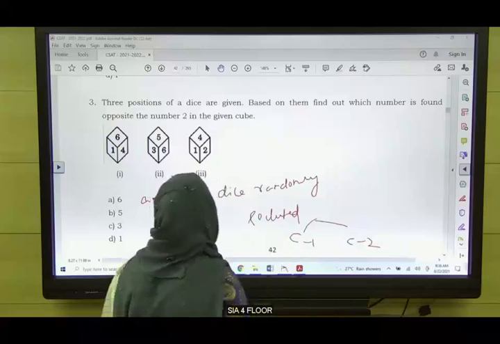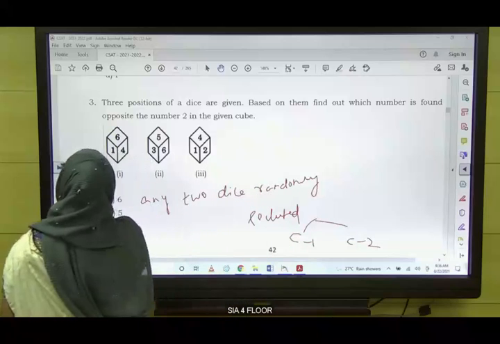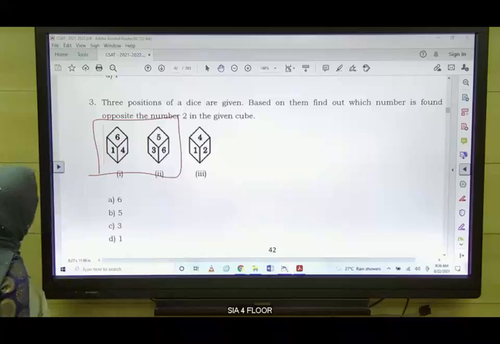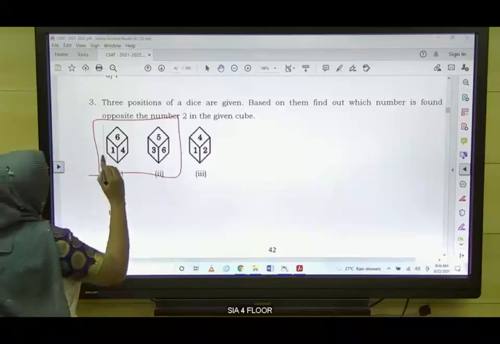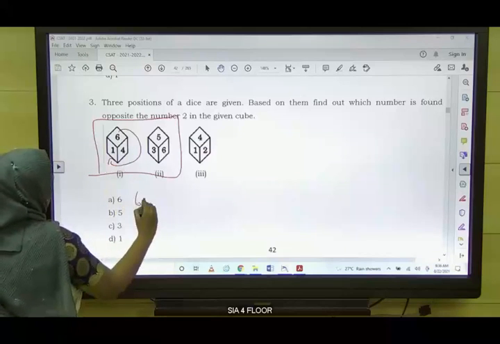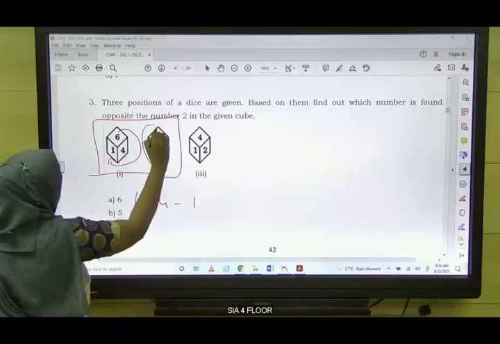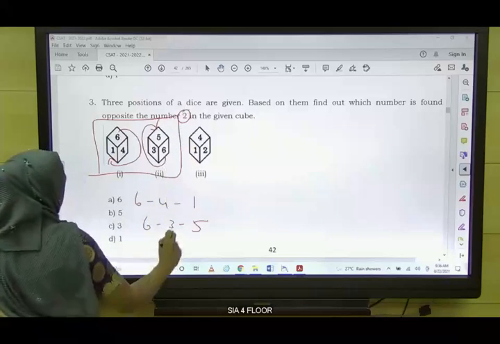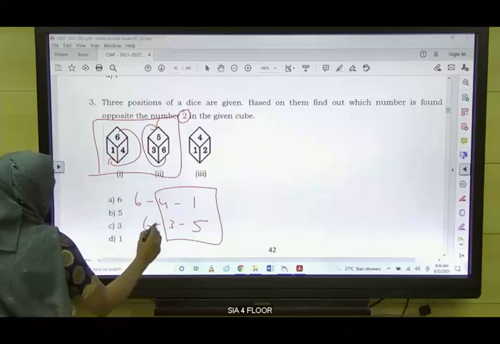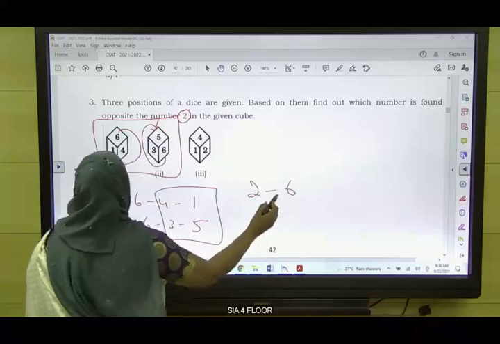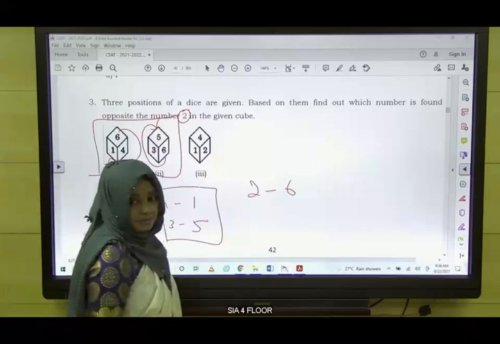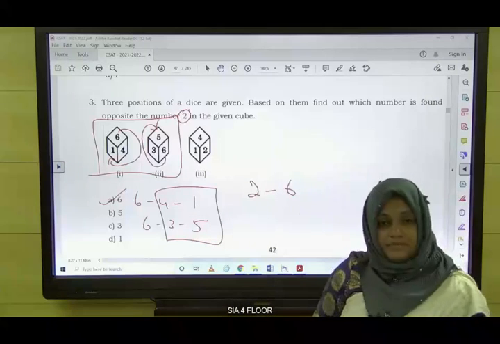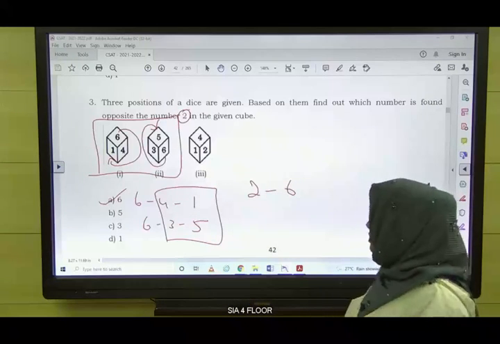Okay, so if suppose I select these two randomly, I find 6 common. So starting from here, I can write 6, 4, 1. Starting from here, I can write 6, 3, 5. So what is opposite to 2 is the question. These make a pair. So 2 and 6 make a pair. So 6 is the answer. This is there in your handout. It's question number 3. So please do mention this.